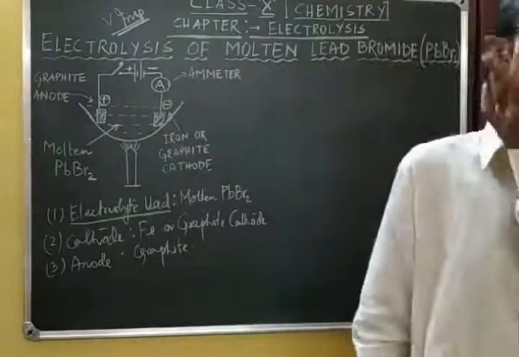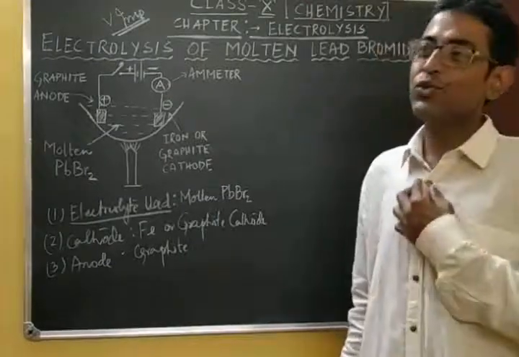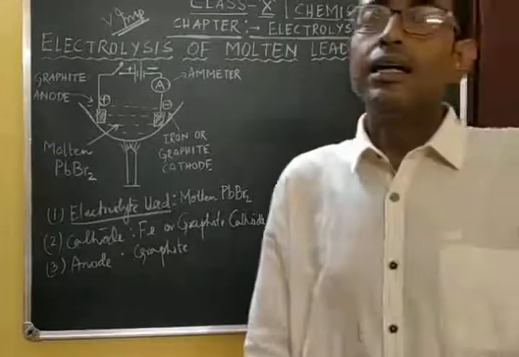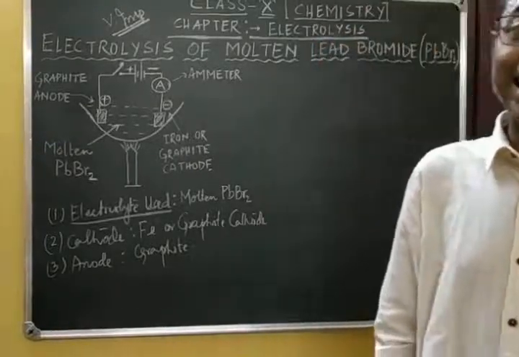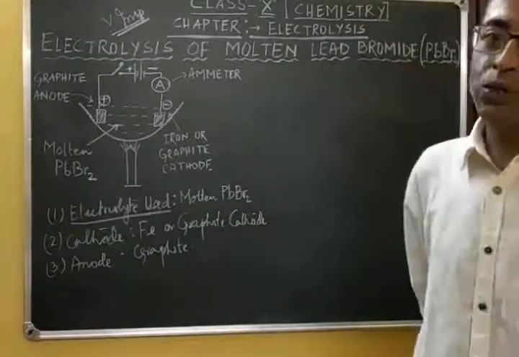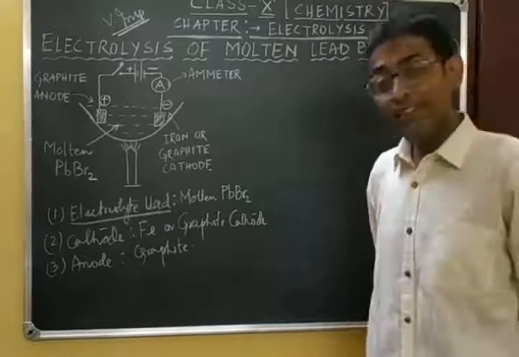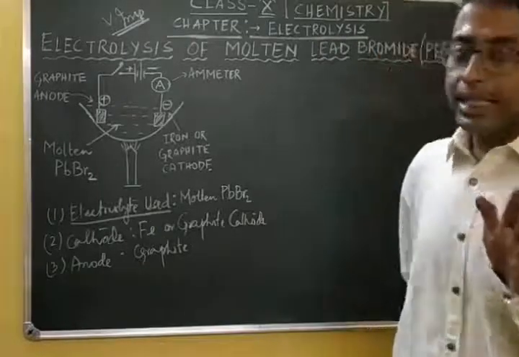And remember, for this type of electrolysis we use a very low voltage. Low voltage means the voltage should be less than 10 volts. And the temperature of molten lead bromide is around 380 degrees Celsius. No need to write those. If possible you can write them, but that is not very important.